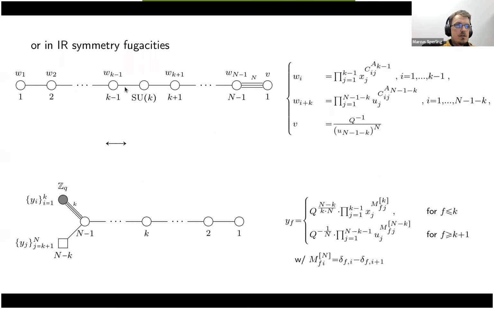If you want to have some more manifest variables, you introduce the symmetry fugacities for the SU k factor here and the SU m minus k factor here. So I call them x and u, and then you introduce a q factor here. Then you have the usual transformation properties of using the Cartan matrix for the topological symmetries. And for the flavor symmetries, you have a corresponding expression very explicitly, which then tells you precisely how the mirror map between these parameters is realized. And this you can explicitly derive, so there's no guesswork. You just start from the known mirror map, and then you do the gauging very explicitly, and you get this result.